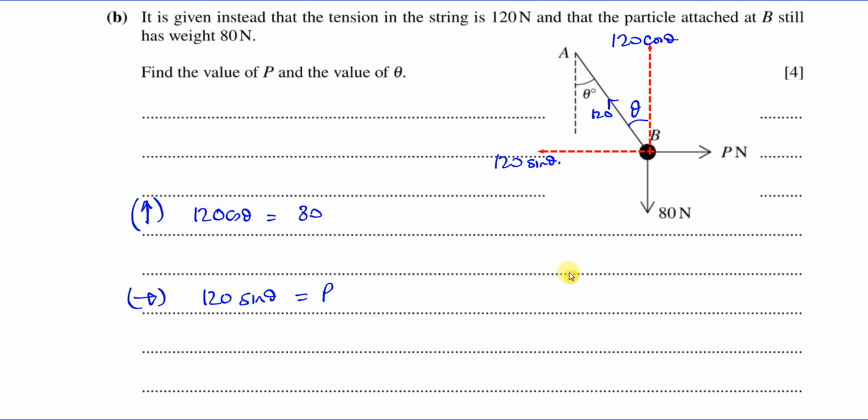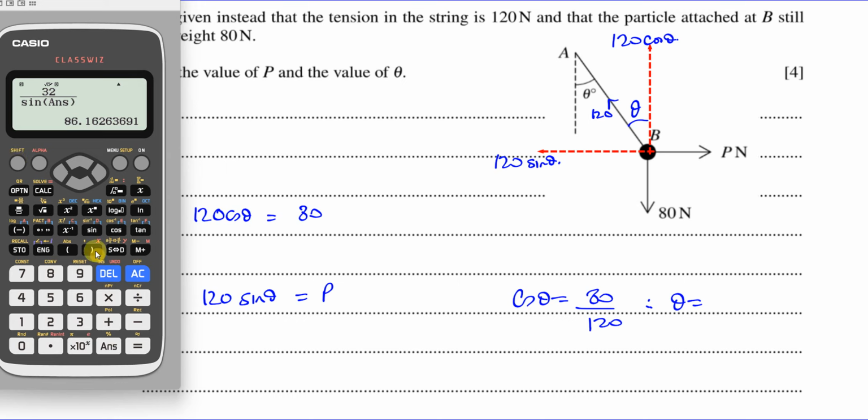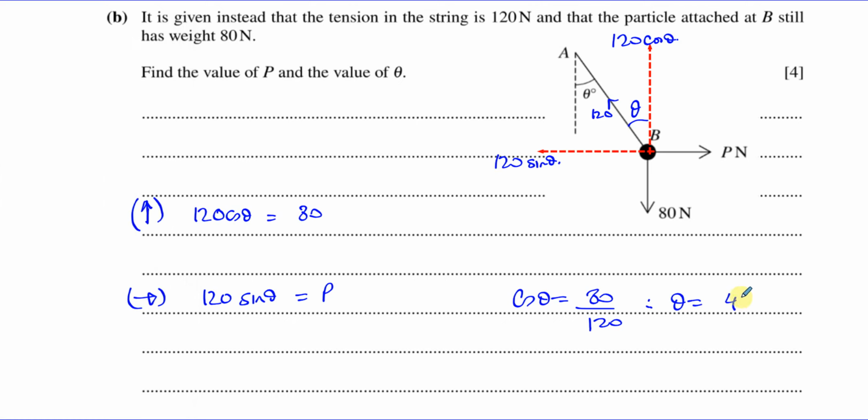So it's pretty simple now. We can find what theta is by just using this equation. We can say that cosine of theta is equal to 80 over 120. So therefore we can say theta is equal to inverse cosine of 80 over 120. That gives us 48.189. So therefore theta is equal to 48.2 degrees. So that's one of our answers.